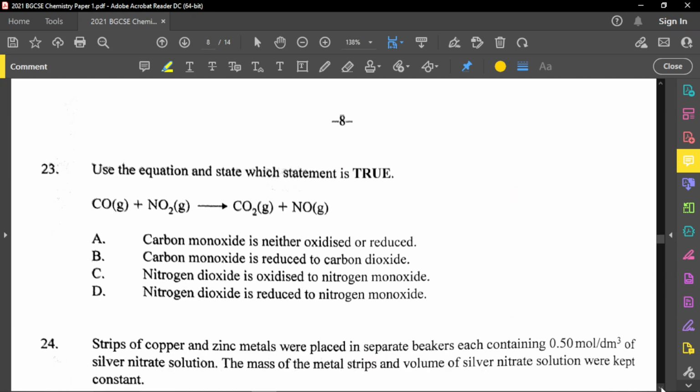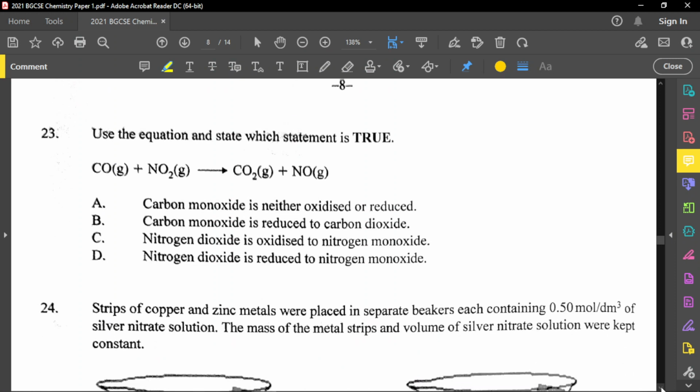All right. 23. It said use the equation and state which statement is true. So here now you have carbon monoxide reacted with nitrogen dioxide to give you carbon dioxide and nitrogen monoxide. So the big thing happening here now, think about it. Notice the number of oxygen. This is going to be a key in this question. Notice you have carbon monoxide turns to carbon dioxide. So carbon monoxide gains oxygen.